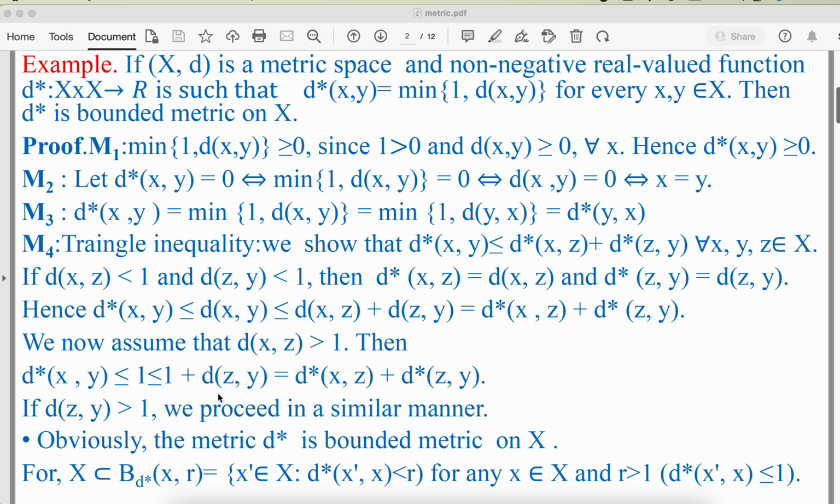Now we will show that d star is bounded. It is obvious that d star is a bounded metric on X because X is a subset of a ball centered at x and radius R with respect to metric d star. And this is equal to the set of all the points x dash belonging to X such that the distance of x dash from x is less than R with respect to the metric d star, for any x belonging to X.